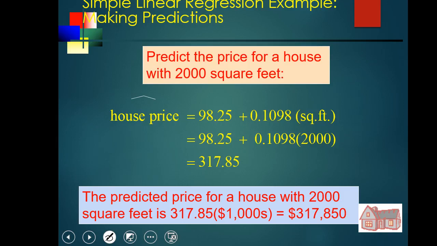Okay, so as I said, we can use this equation for prediction. So if we have an area of 2000, we can just embed that 2000 in this equation and multiply by 0.1098 plus 98.25, so it will give us the price 317.85. So the predicted price for a house with 2,000 square feet is 317.85, but as it is in $1,000, the total price is 317,850 dollars.